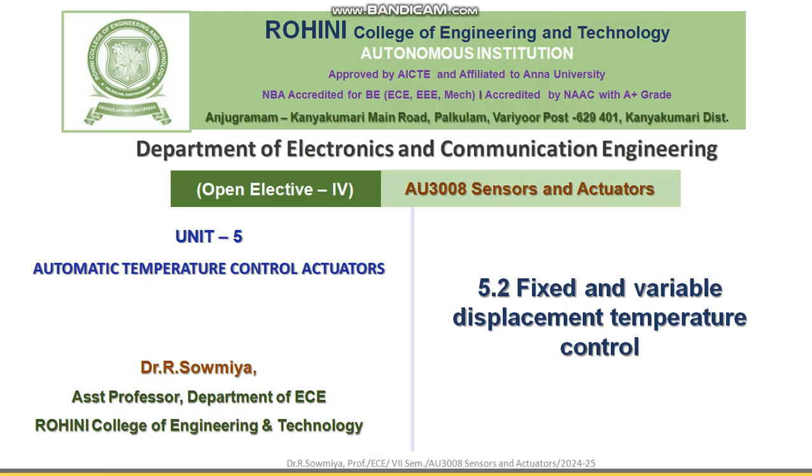Today we are going to see the subject Sensors and Actuators. Subject code is AU3008. Unit 5 is Automatic Temperature Control Actuators. Under this we are going to see the topic Fixed and Variable Displacement Temperature Control.